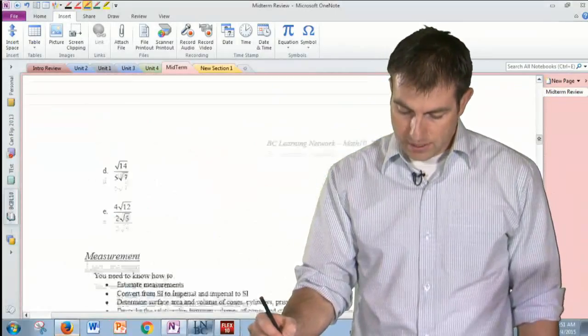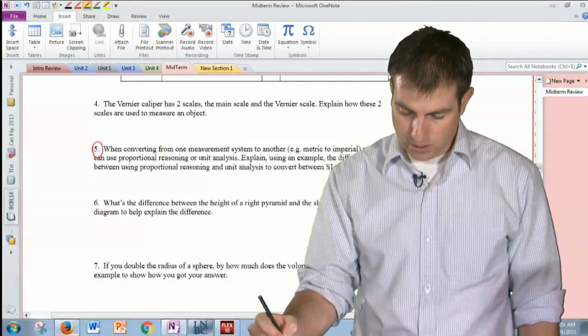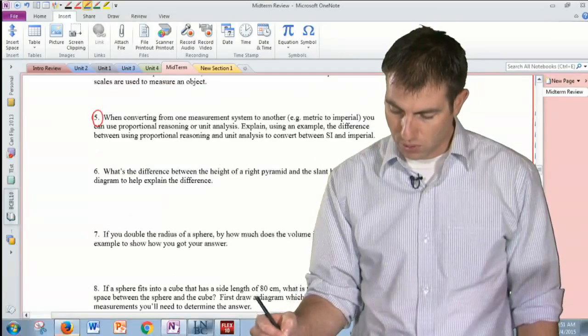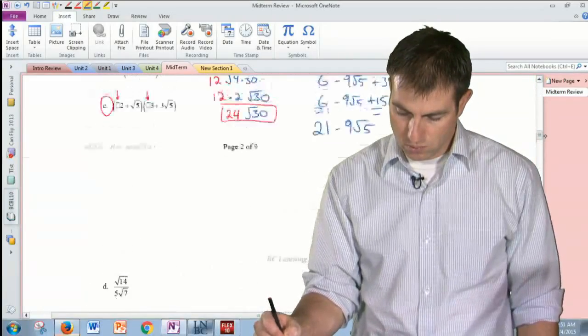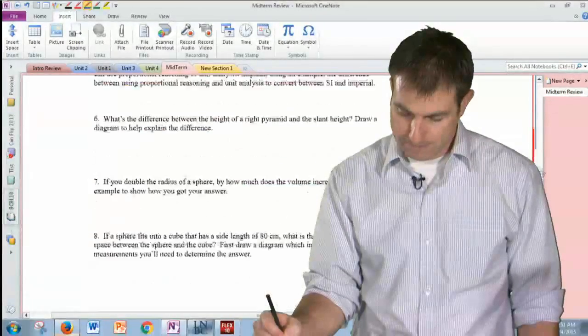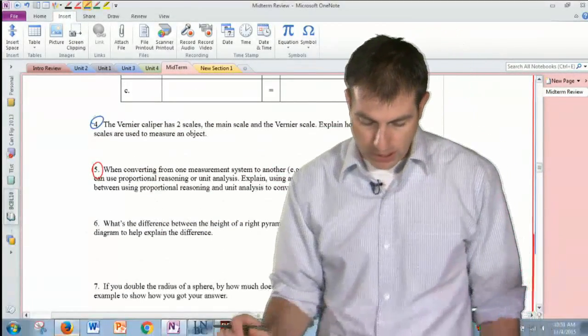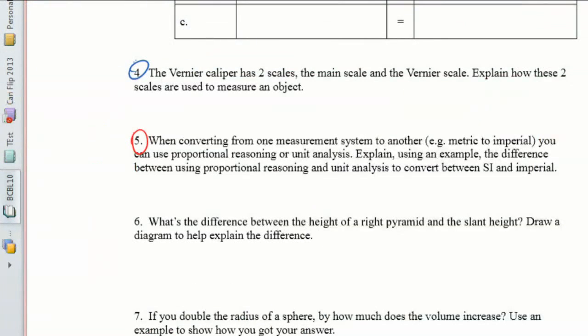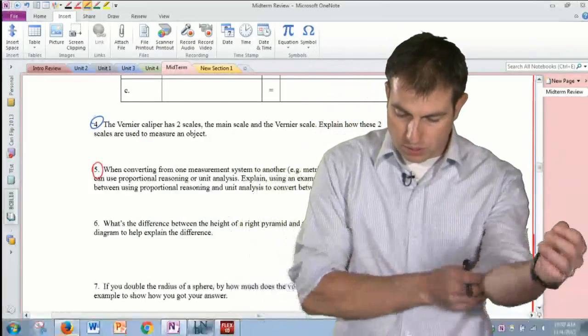So that was 9. I think there was another question that I missed. I think page 4, number 4. 3. So 4 and 5. The vernier caliper has 2 scales, the main scale and the vernier scale. Explain how these 2 scales are used to measure an object. Okay. And then when converting from one measurement system to another, you can use proportional reasoning or unit analysis. Explain using an example the difference between using proportional reasoning and unit analysis to convert between SI and imperial. All right, so kind of 2 conceptual questions.